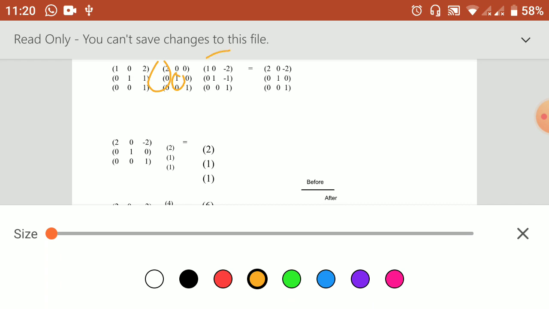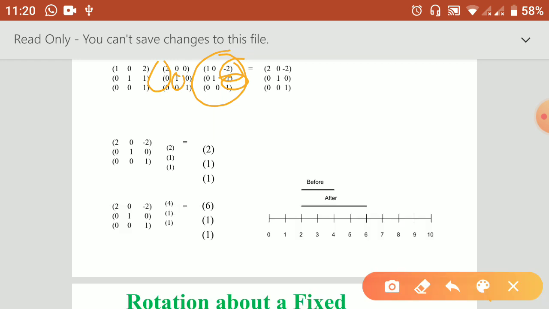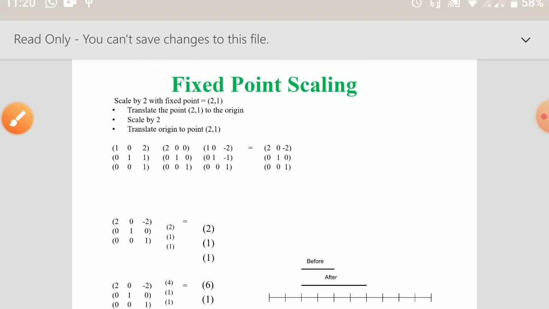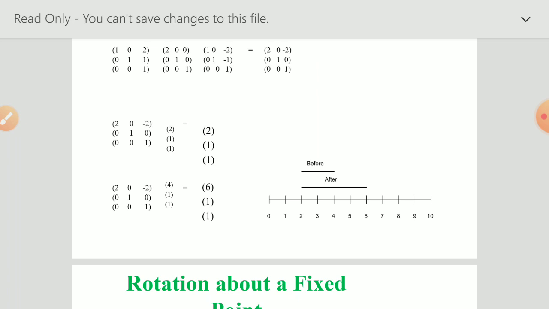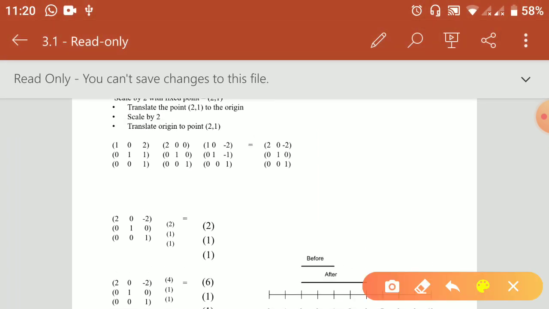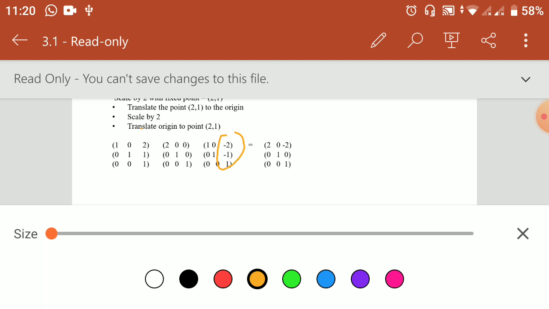Then we need to inverse translate it. So inverse translation means -2 in the x direction and -1 in the y direction, because the line's initial point is 2 1. So the x value is 2 and the y value is 1. It is given in the question. So we need to shift 2 1 first towards the origin, then revert the direction. When we multiply these three matrices, we will get this resultant matrix.